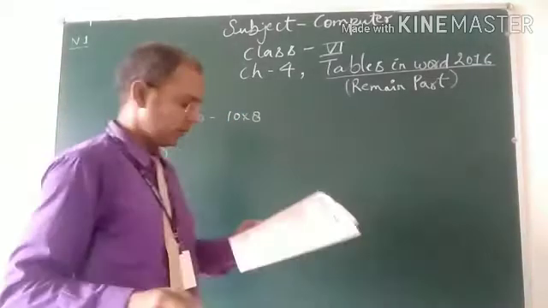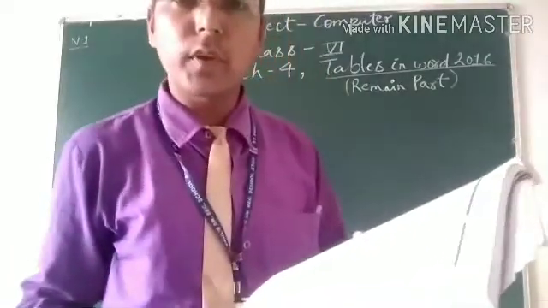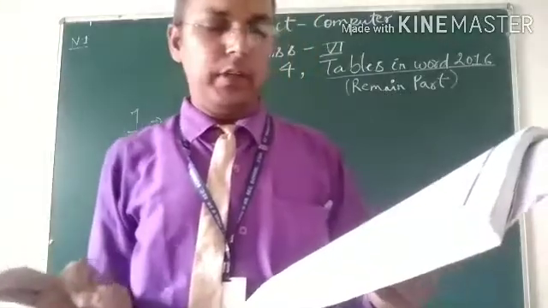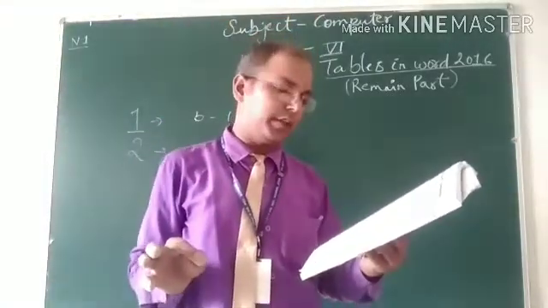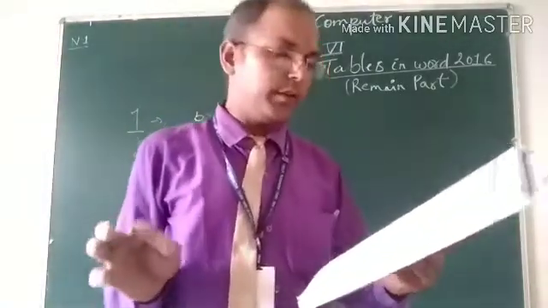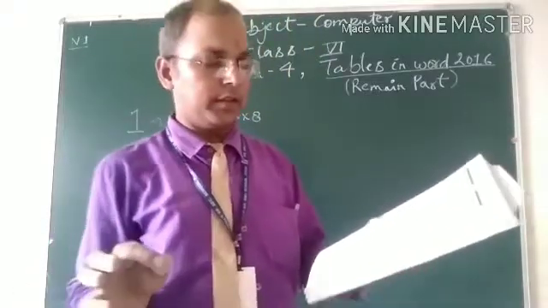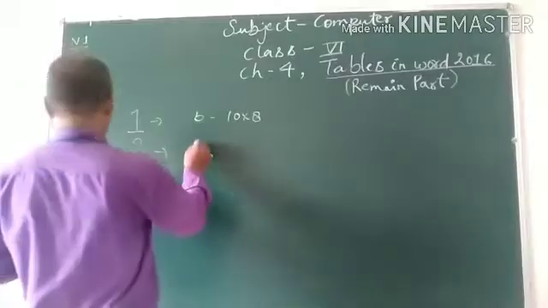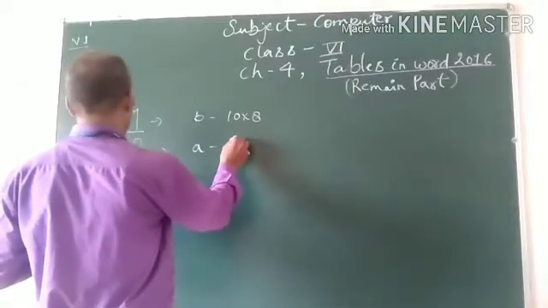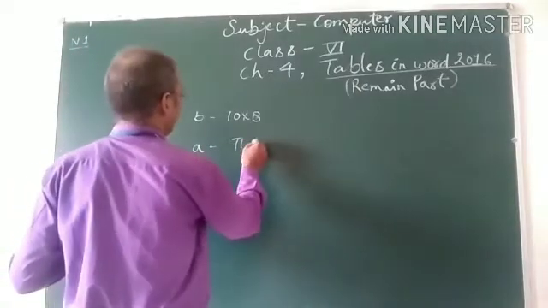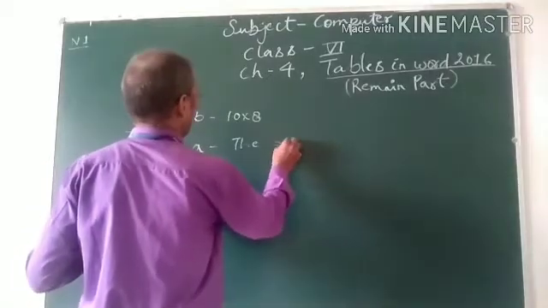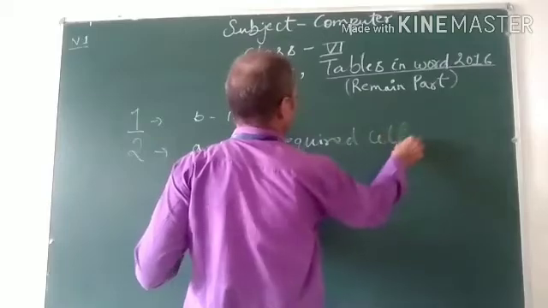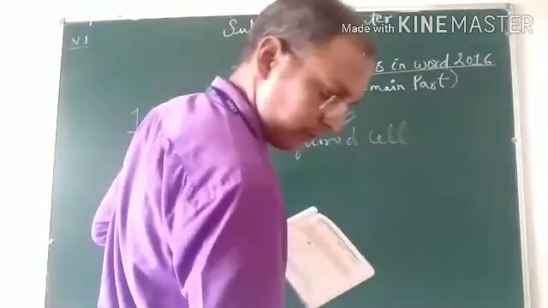Second MCQ: In order to enter data in a cell of a table, the insertion point must be in which cell? A, the required cell, B, the previous cell, C, the next cell. The answer is the required cell. In whichever cell is required, you will enter the data.